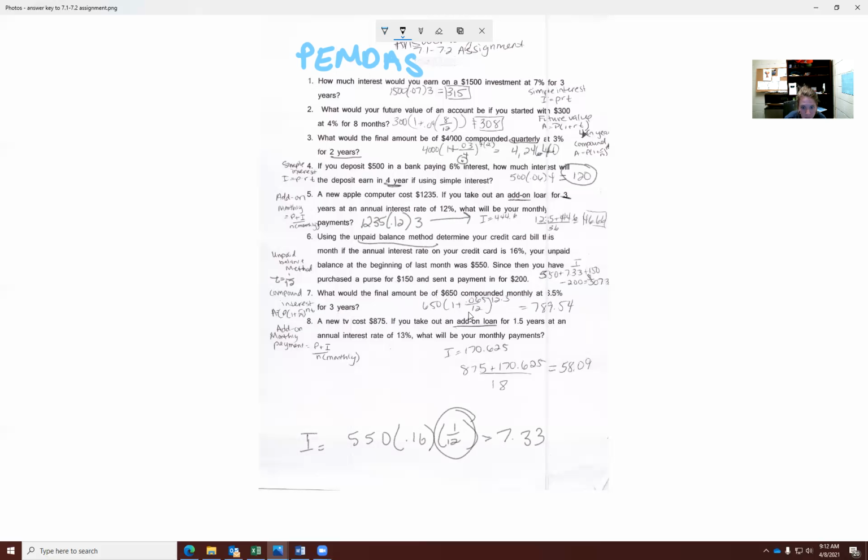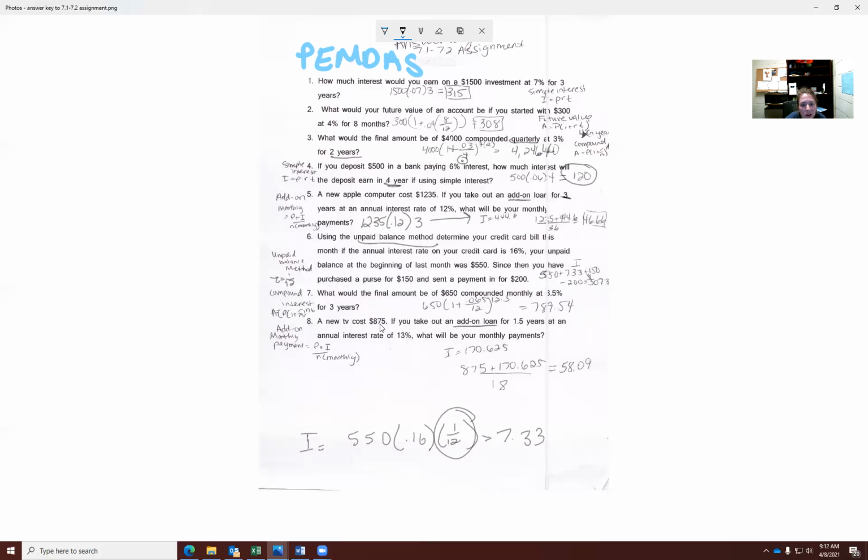So again, when you put this in the calculator, you're going to do 0.065 divided by 12. Then you add the 1. Then you raise it to the 36th power because 12 times 3 is 36. And then you multiply it, the last thing you do, by 650, and you'll get 789.54. Okay. All right, and then the last one is another add-on.